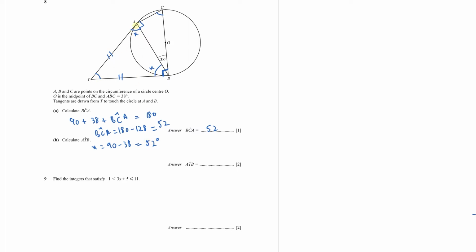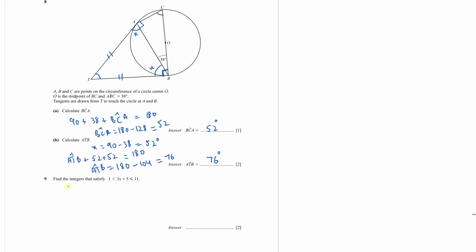So I can use the triangle ATB. So angle ATB plus this X and this X, which is 52, 52 plus 52, equals 180. So ATB will be 180 minus 104, which is 76. So ATB is 76 degrees.